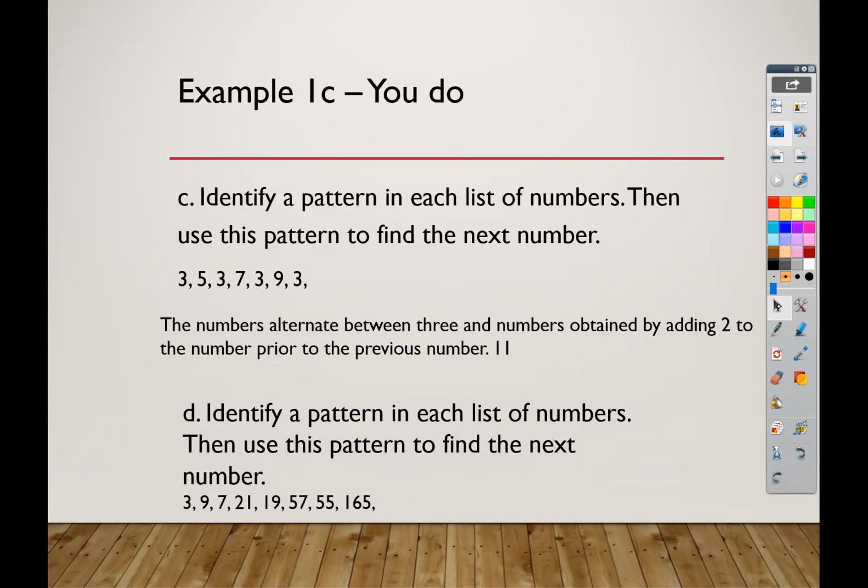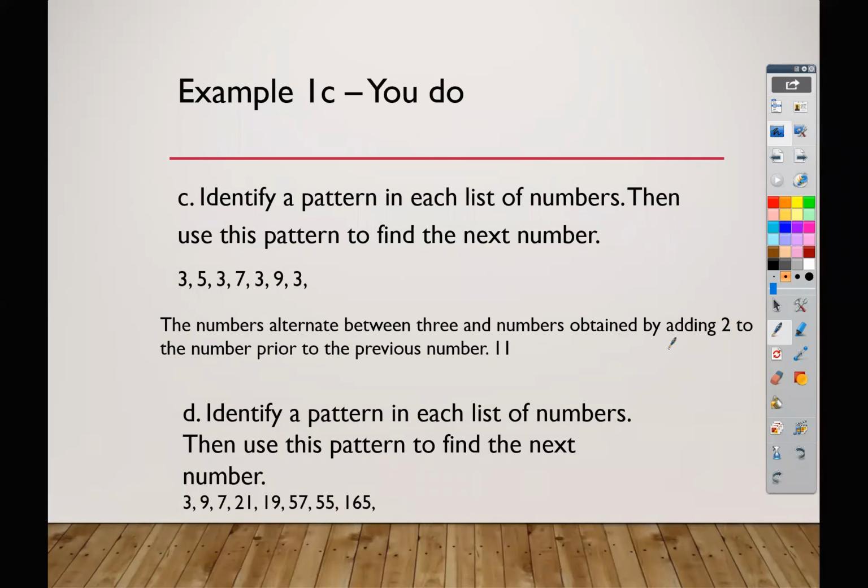Okay, so the numbers alternate between 3 and numbers obtained by adding 2 to the prior number, the number prior to the previous number. So watch, all the 3's stay the same, right? They alternate 3's. Then you've got 5, 7, 9, so this one would be 11. D, identify a pattern in each list of numbers and then use the pattern to find the next. Go ahead, try it.